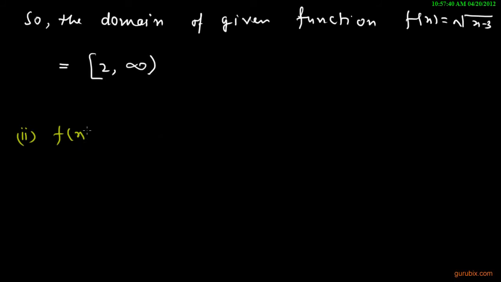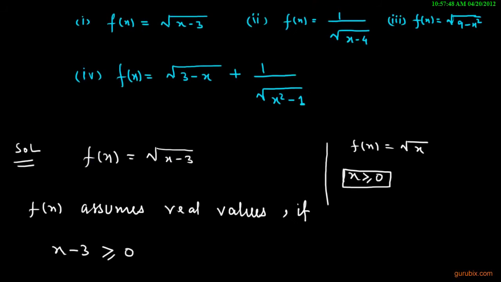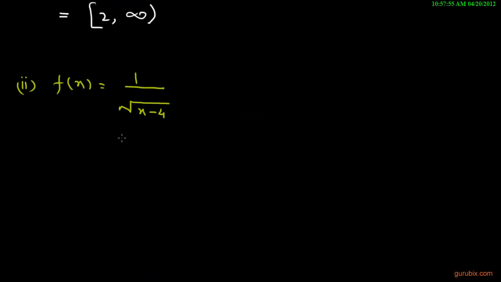Now we shall move to the second part, and in the second part we are given a function f(x) = 1/√(x − 4). We know that this function f(x) will not assume a real value if the denominator is equal to 0. So the denominator should be other than 0, and because in the denominator there is a square root function, therefore x − 4 should be greater than 0.